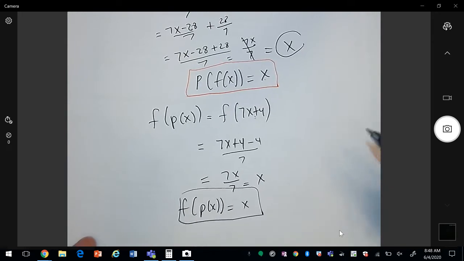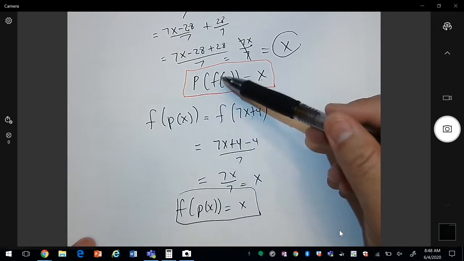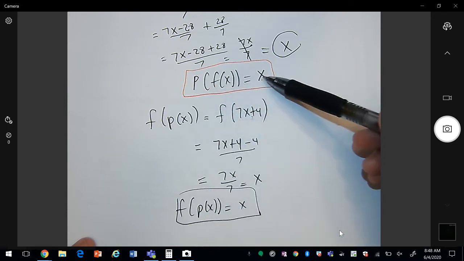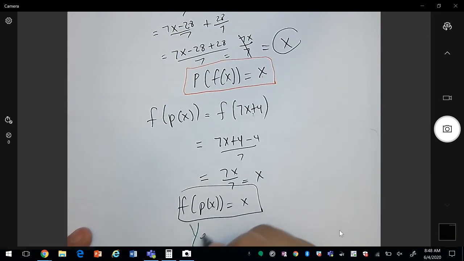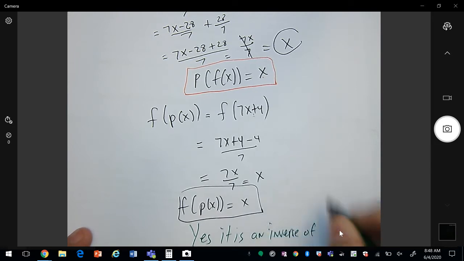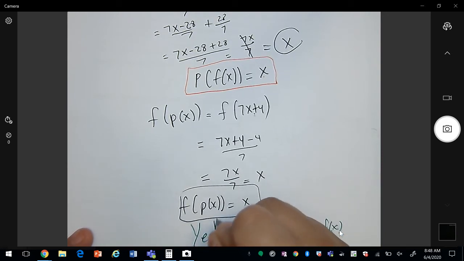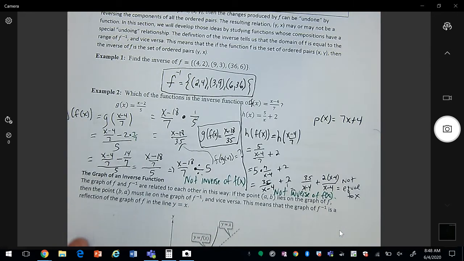So you can see here, if we reverse the order of the functions, p composed with f of x or f composed with p of x, it doesn't matter, they both give us back an x. When that happens, then we say yes, it is an inverse of f of x. So yes, p of x is an inverse of f of x.